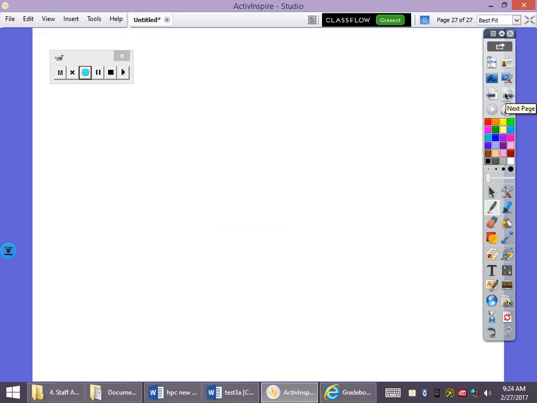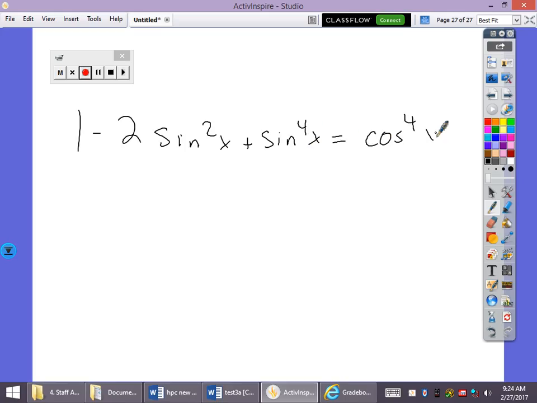Moving on to 12b. 1 minus 2 sine squared x plus sine to the fourth power x equals cosine to the fourth power x. I found it easier to rewrite the right-hand side because there were too many things to pick and choose over here to rewrite. So I chose to rewrite this side. What can I rewrite this side as?